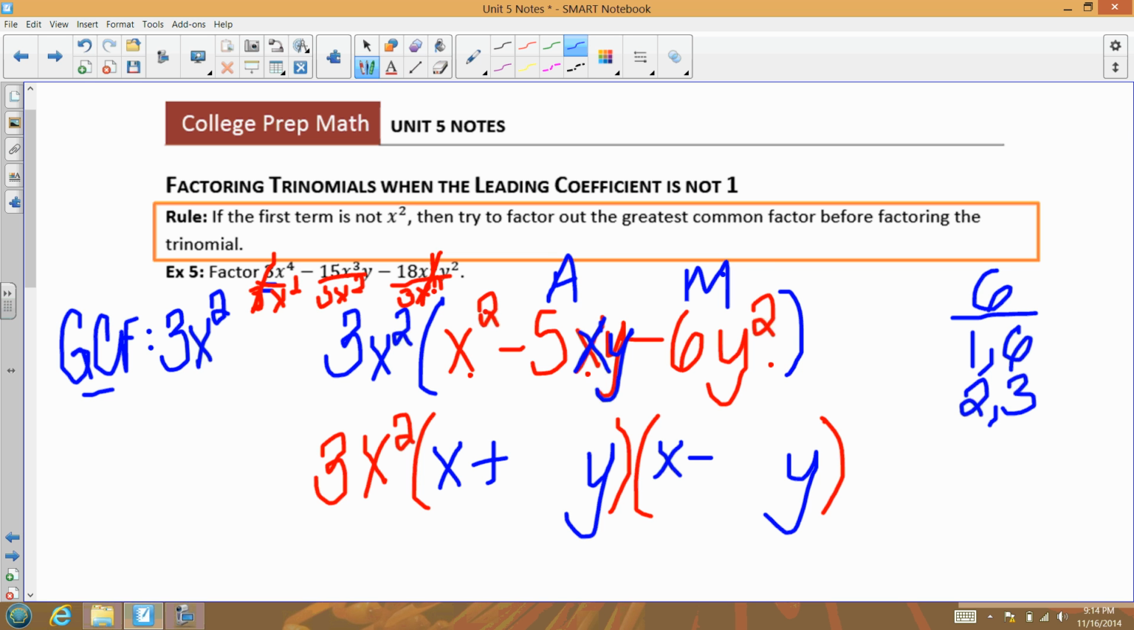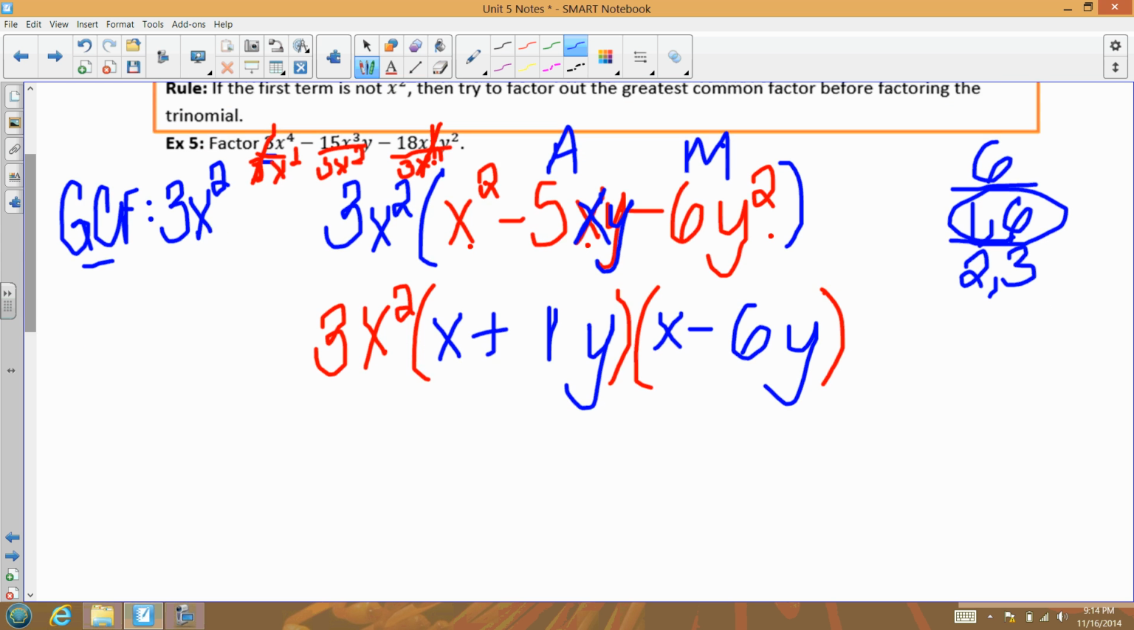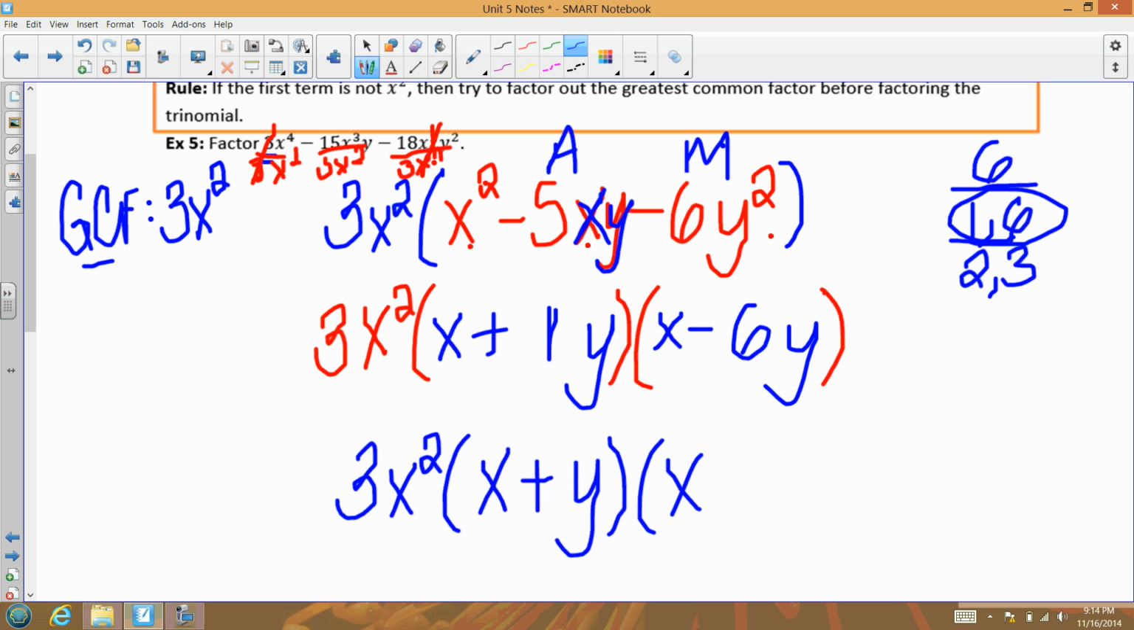You can use 2 and 3 to get 5, but the problem is we need them to be opposite signs, and if 2 and 3 are opposite signs, they're not going to give us 5. They're going to give us 1. So we have to use 1 and 6, and the negative is going to be the 6, and the positive is going to be the 1. So you have -6 plus 1 will give me -5, and they'll multiply to -6. Now I can rewrite this without that 1. I don't really need that 1, so it could be x plus y times x minus 6y.